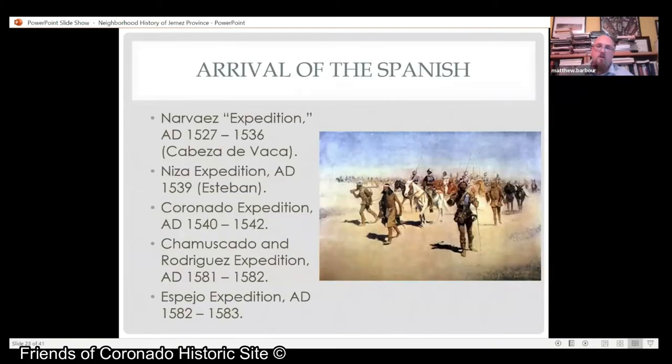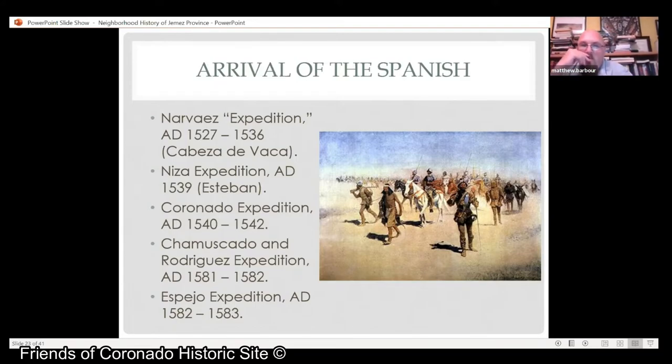Okay, so the Spanish arrive. Primarily, it's important to note that we tend to think that Coronado came first, and we get that beautiful picture by, I think that's Frederic Remington, of Coronado crossing the desert there. But if we look at expeditions into the American Southwest, Coronado actually fits within several expeditions.